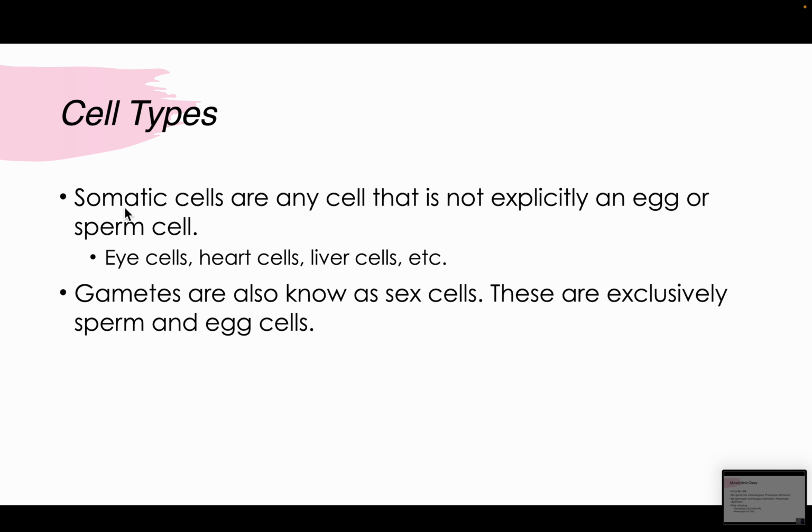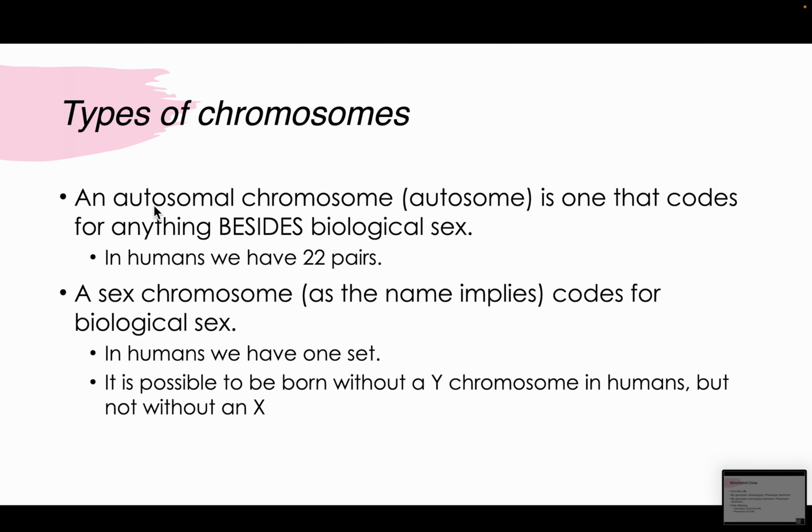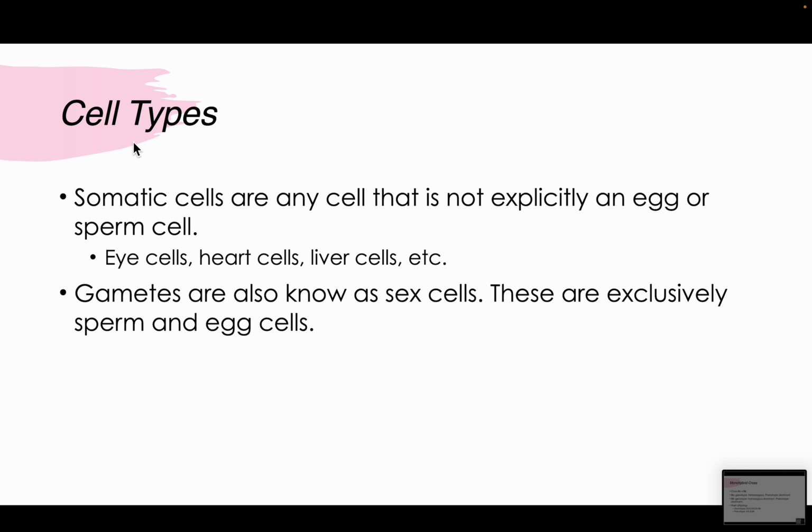And then, very similarly but different, these both mean very similar things, but these are chromosomes, these are cells specifically. A cell cannot be a chromosome, but cells do have chromosomes. So a somatic cell or body cell is anything that's not specifically an egg or sperm cell. Most of your cells are somatic cells, with things like your eyes, heart, liver, etc.